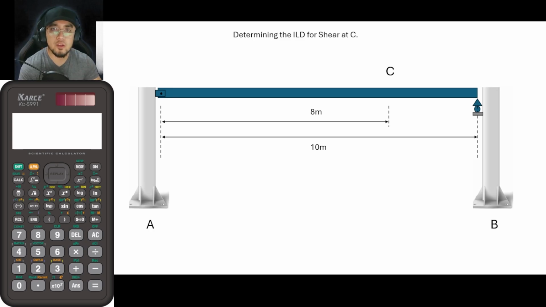Hello everyone, so in today's video, we would now be solving for the influence line diagrams for shear at a specific point of a statically determinate beam. Before watching this video, it is a prerequisite for you to watch the previous video, which is part 1. Once again, we would be solving for the ILD for shear at a specific point.